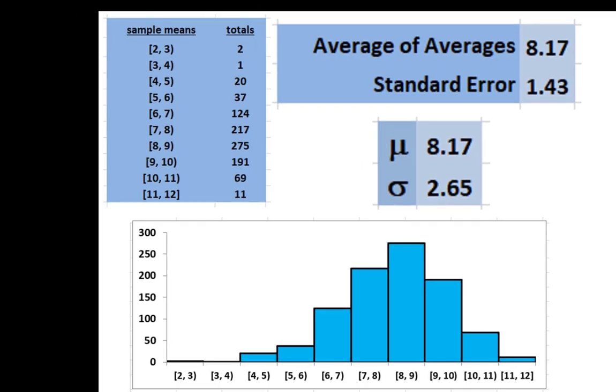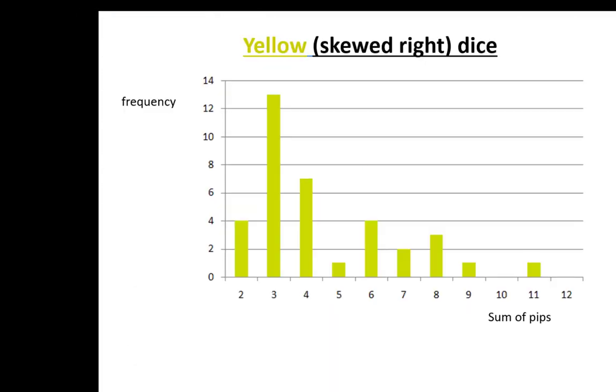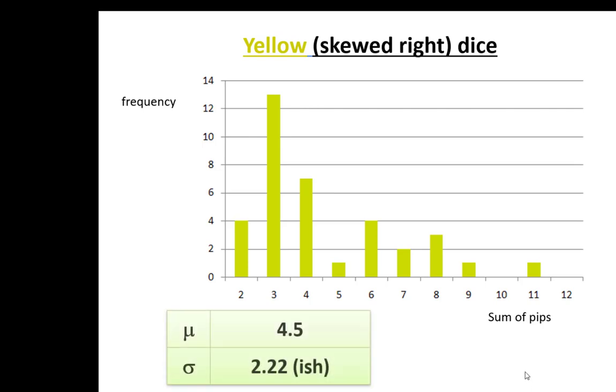Let's take a look at our next distribution. Now this was the next one I did. It's the yellow skewed right dice. This distribution has an average of 4.5 and a standard deviation of about 2.22.